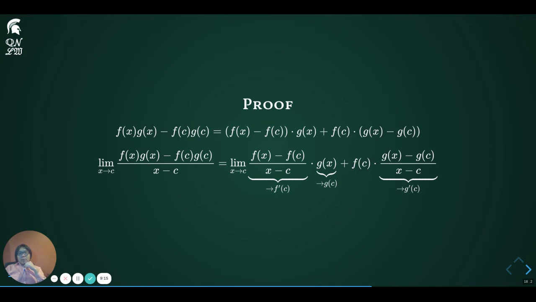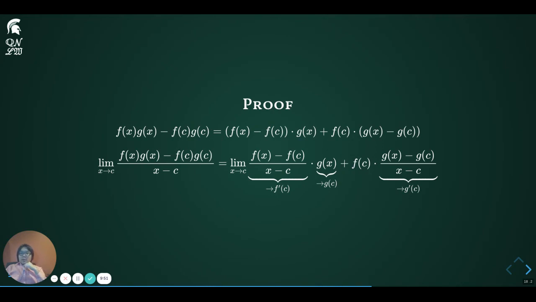Now, if we place limits onto these expressions, notice that the limits of the difference quotients exist since both f and g are differentiable at c. The number f of c in front of the second term is just a constant, so it has no effect on the convergence. The expression g of x in the first term is itself convergent to g of c. This is because, as we discussed in the first result of this lecture, any differentiable function is continuous.